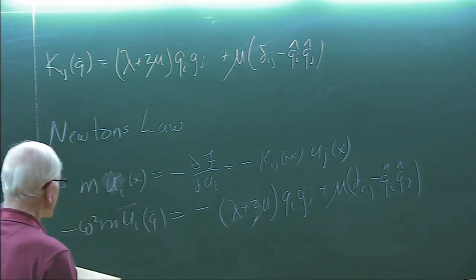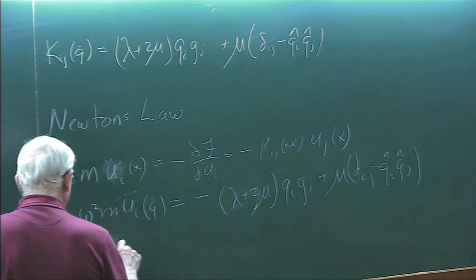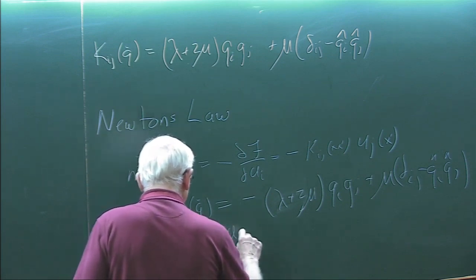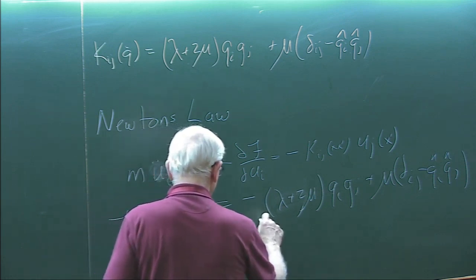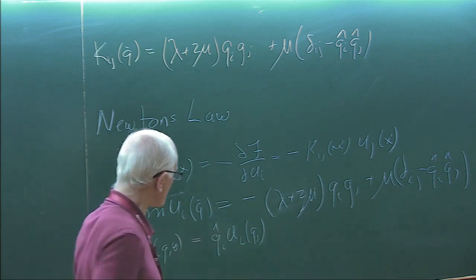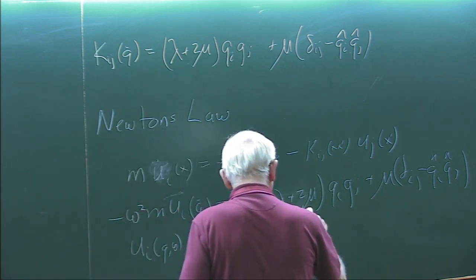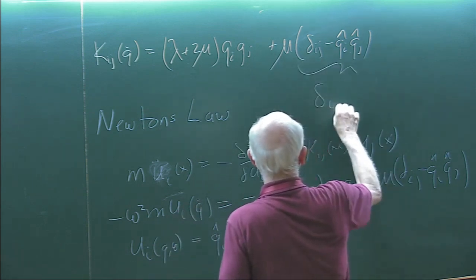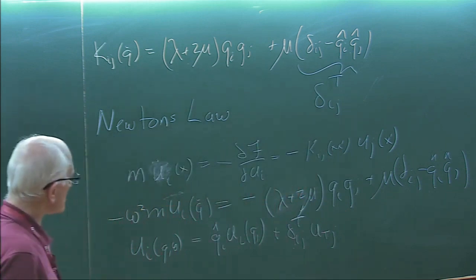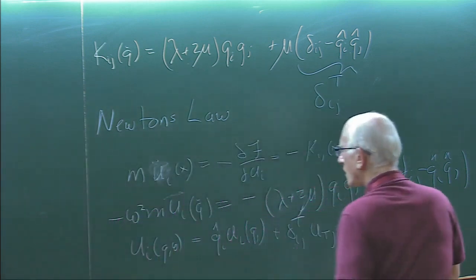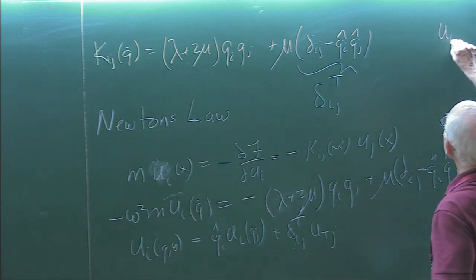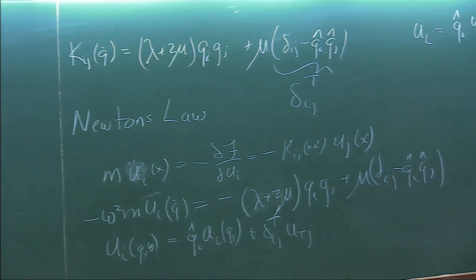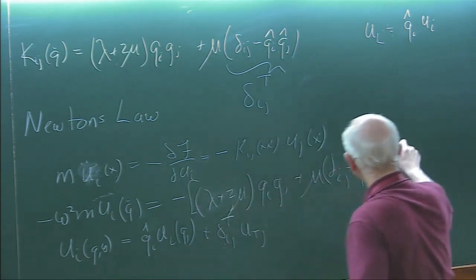And we can now solve this exactly by writing ui of q and omega, but I'll leave the omega alone, equal to q_i hat u longitudinal of q, plus a part that's perpendicular to q, and I'll call this delta ij transpose. So the nice thing about this is that we've got this already written in a form which is diagonal. All I have to do is to note that u_L is equal to q_i hat u_i. This whole thing has a u, thank you.